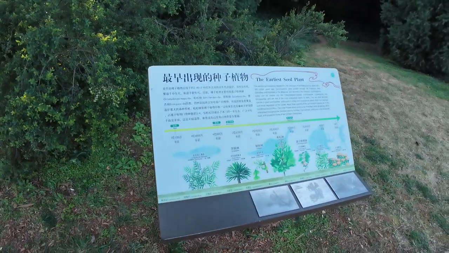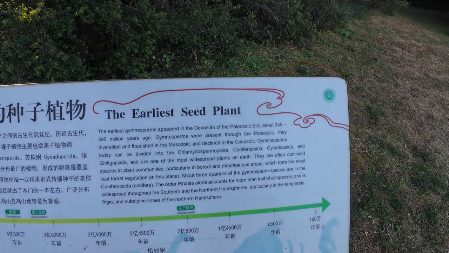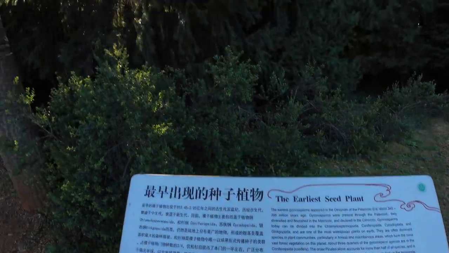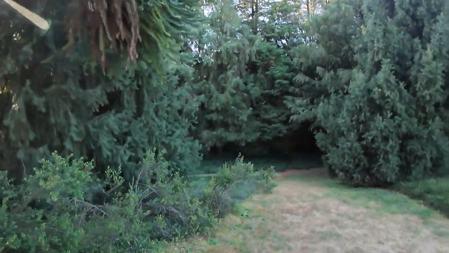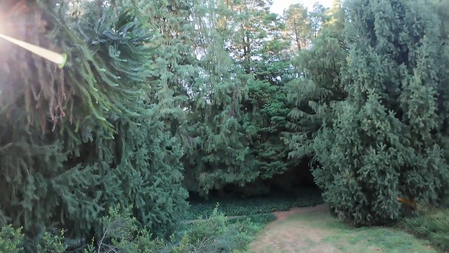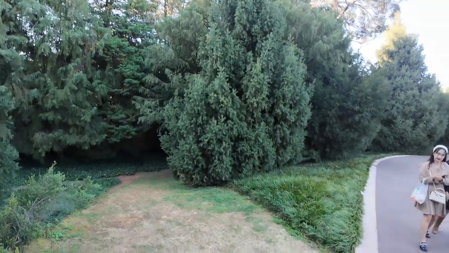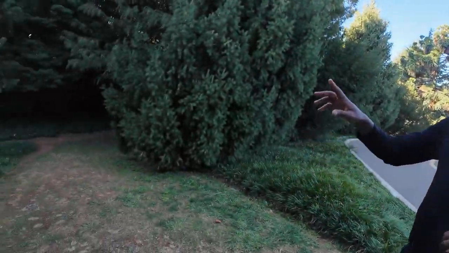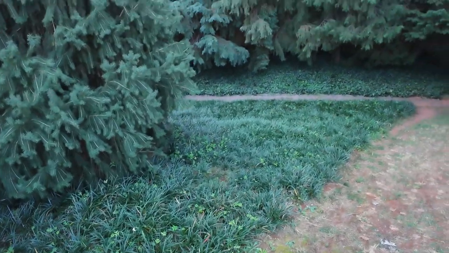So what are we having here? The earliest seed plant. Conifers, the cones. Yeah, they grow in a cone shape. The good thing here is you can come and see they've even maintained the grass, apart from the big trees. They have ensured that we have different varieties. No litter.